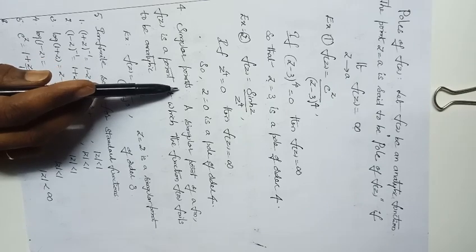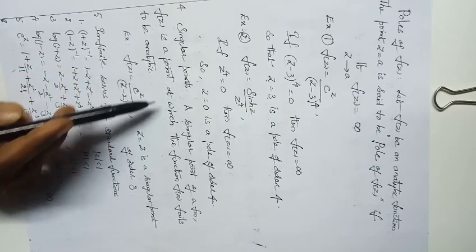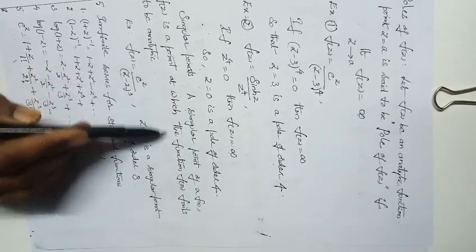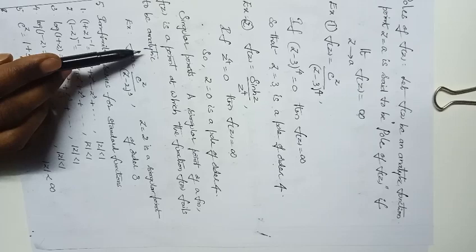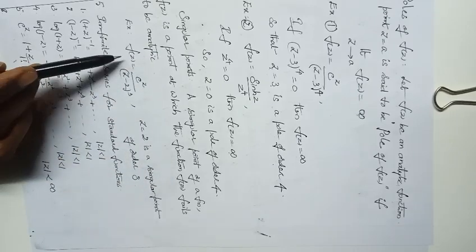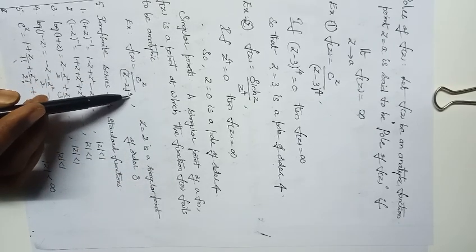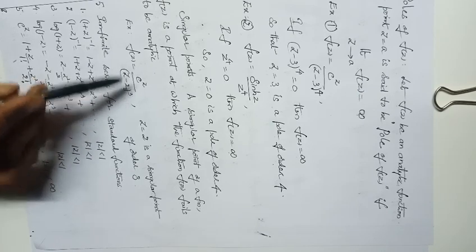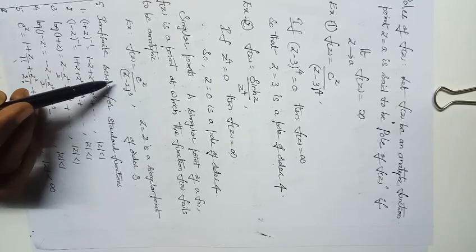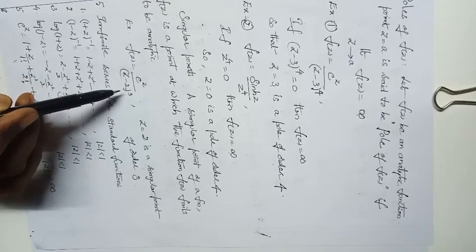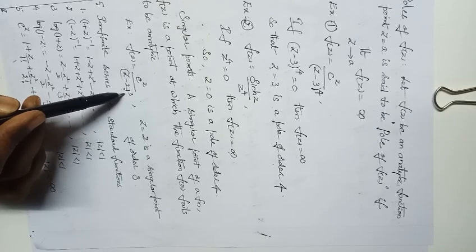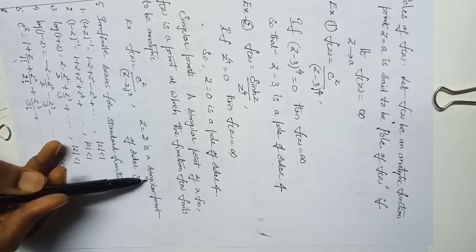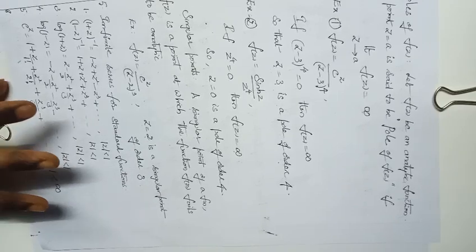Next, singular points. Again, note this point: a singular point of a function f(z) is a point at which the function f(z) fails to be analytic. We already discussed this. For example, f(z) equals e power z by (z minus 2) whole cube. Here also equate the denominator to 0. If the denominator is 0, the function is infinity. In this case, from that we can define the singular point or pole. (z minus 2) whole cube equal to 0, then z = 2 is called a singular point of order 3. Okay, these are the main points.